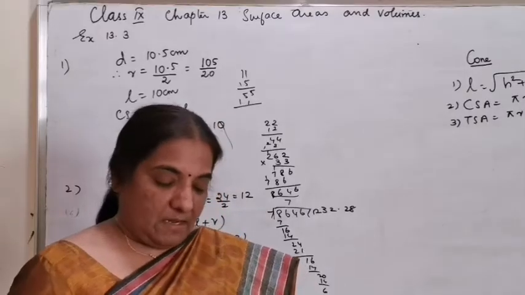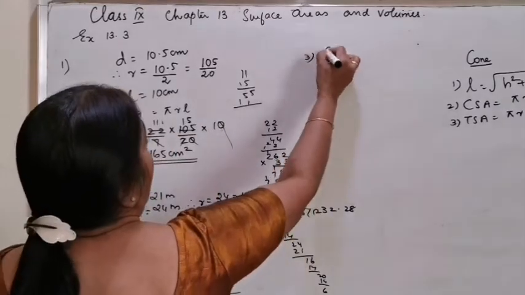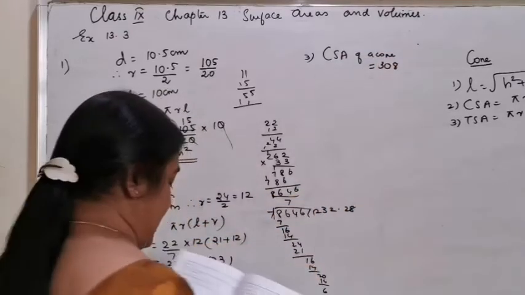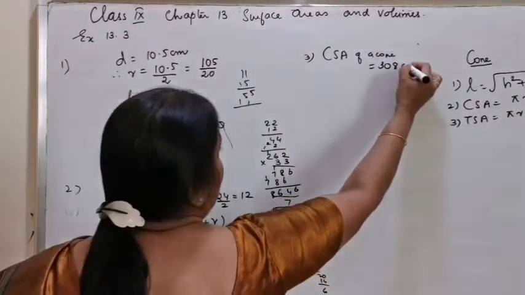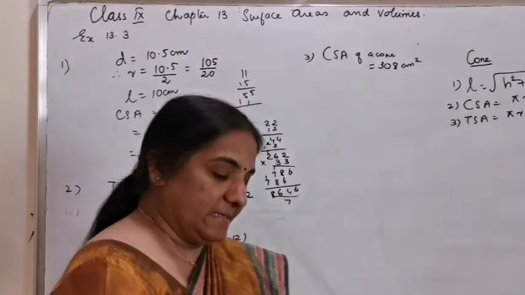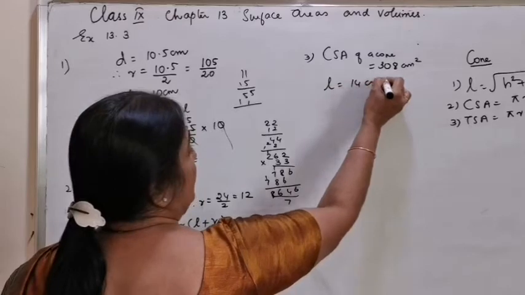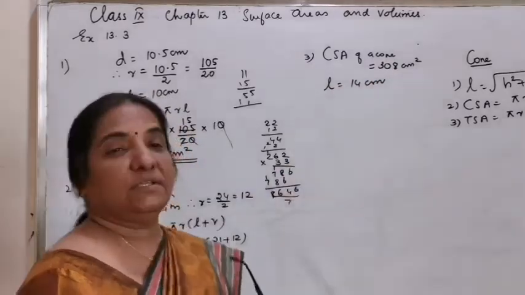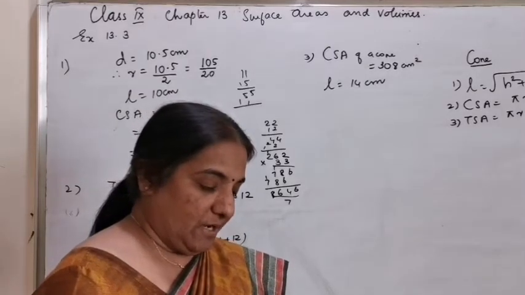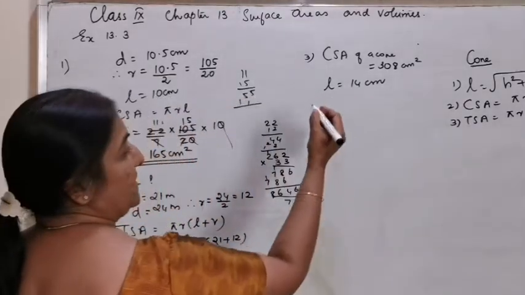Third question. Curved surface area of a cone is 308 centimeter square, and its slant height is 14 centimeter. You know the curved surface area, you know the slant height, that means you can find out radius from there. The question asks for the radius of the base and then the total surface area. So it's a direct question.